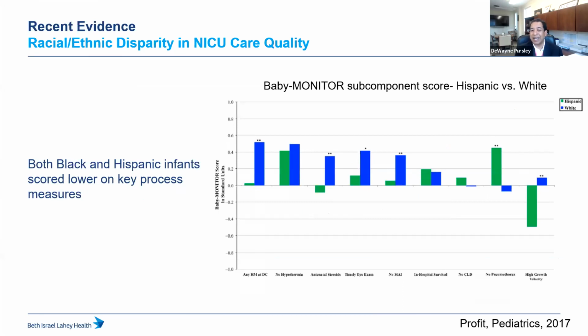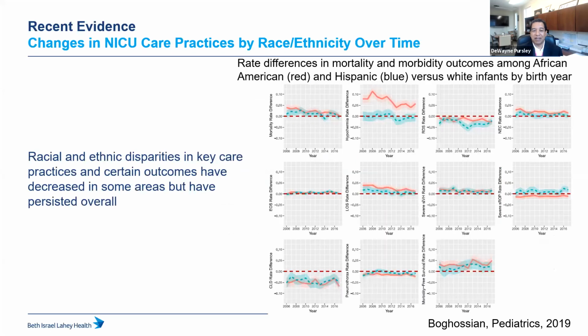Here's a plot looking at differences between Hispanic and white infants for the Monitor subcomponents. In this example, Hispanic infants were less likely to be receiving human milk at discharge, to have benefited from antenatal steroids, to have received timely eye exams, to avoid hospital-acquired infection, and to exhibit high growth velocity. Next slide, please.